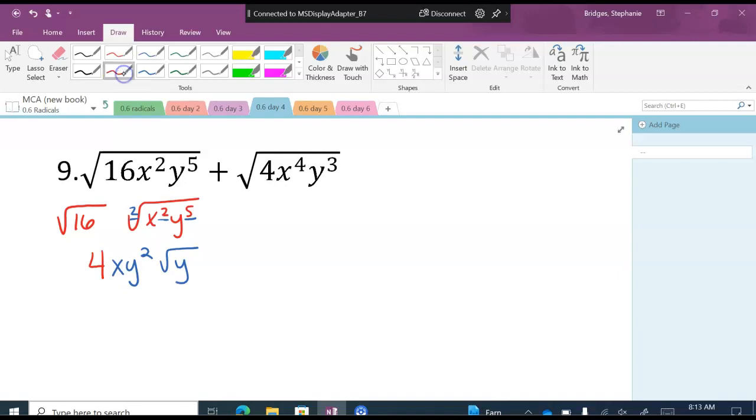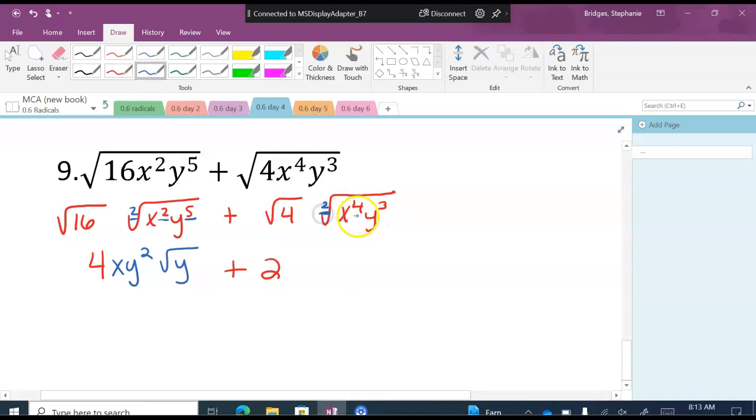All right, then we're going to do the same thing for the second. We're going to split up the numbers and the variables. What is the square root of 4? 2. Okay, and then again, we're going to do the same thing with the variables. The index is 2 when it's not written. How many times does 2 divide into 4? Twice. Any extras? Nope. And then 2 divides into 3 how many times? Once, with how many extras? 1.